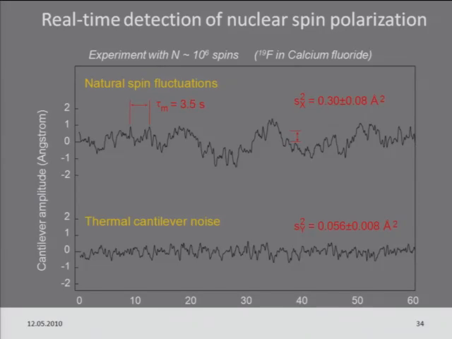When you go slightly off resonance and you're not flipping any spins, you see something like this. You can see that the noise is still noise, but it has a completely different character. The correlation time is much shorter, and the amplitude is much smaller. That's because this is just Brownian thermal motion from the cantilever, and this is actually spin noise.